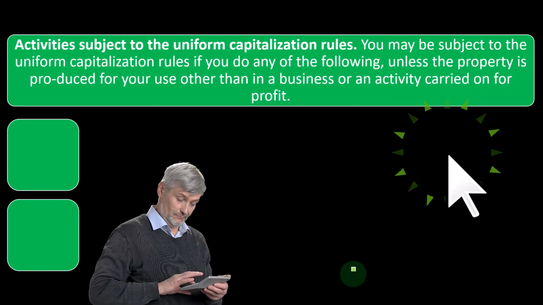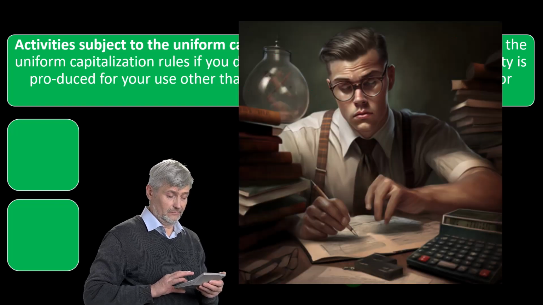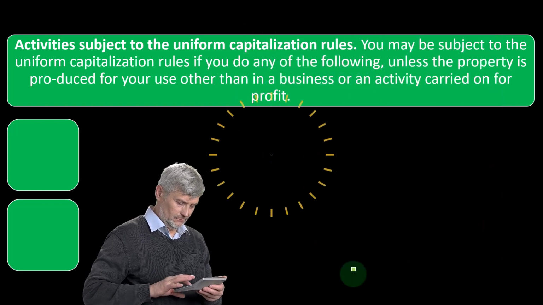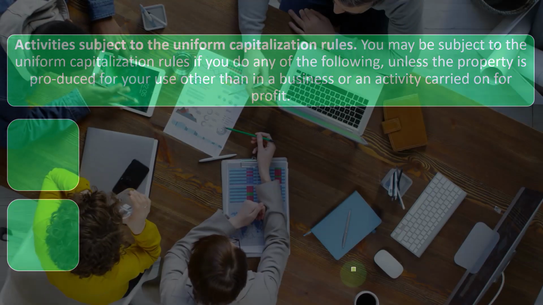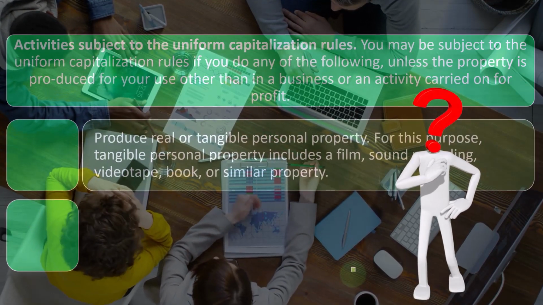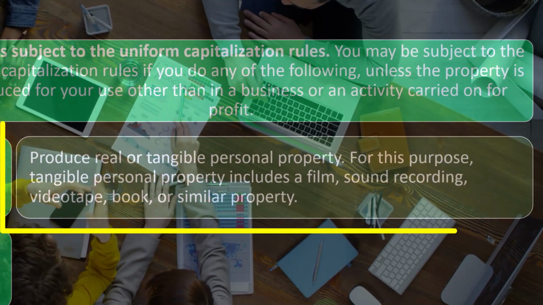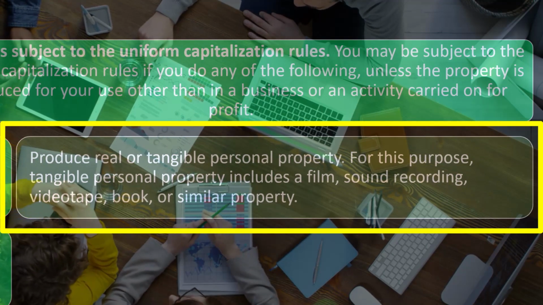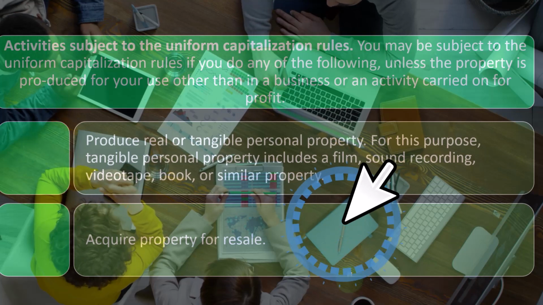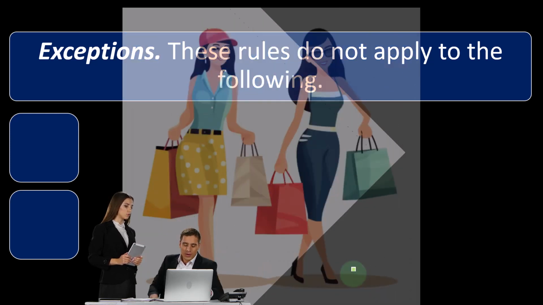Activities subject to the uniform capitalization rules. You may be subject to the uniform capitalization rules if you do any of the following, unless the property is produced for your use other than in a business or an activity carried on for profit. Produce real or tangible personal property. For this purpose, tangible personal property includes a film, sound recording, videotape, book, or similar property. Acquire property for resale. That would be an inventory situation: you bought it to resell it.